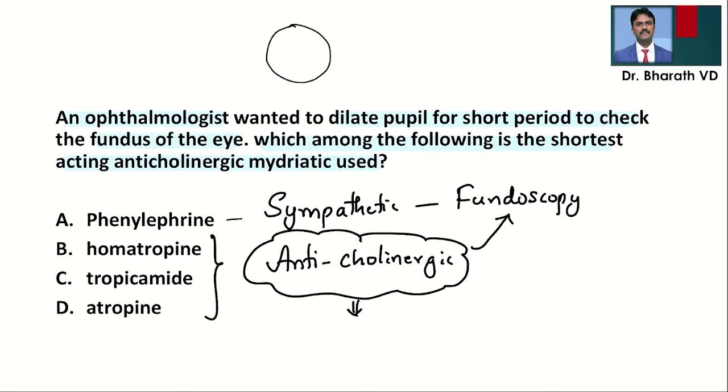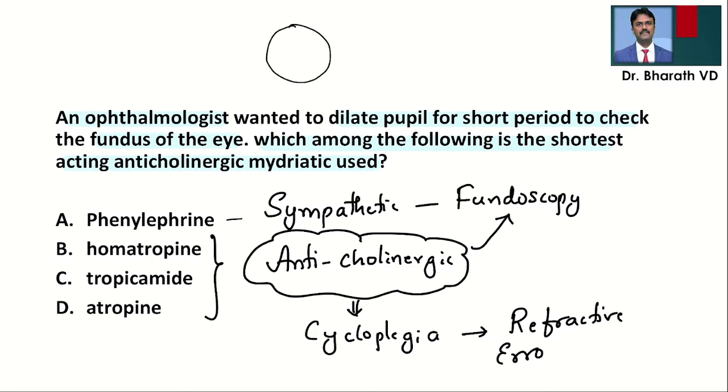Anticholinergic drugs also cause paralysis of accommodation, that is they relax the ciliary muscle, which causes cycloplegia. Now this cycloplegia is important when you do refractive error testing. When you are checking myopia and hypermetropia, that time you can use cycloplegics. So please remember, sympathetics can be used for fundoscopy only, but anticholinergics can be used for fundoscopy as well as refractive testing because of the cycloplegic action. But the question is not on that. The question is on which is the shortest acting anticholinergic.